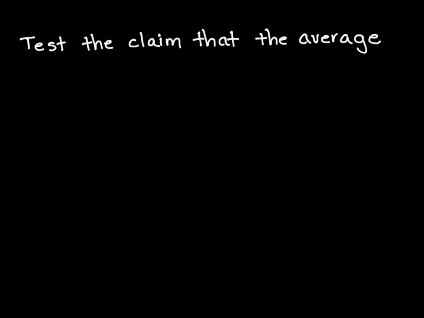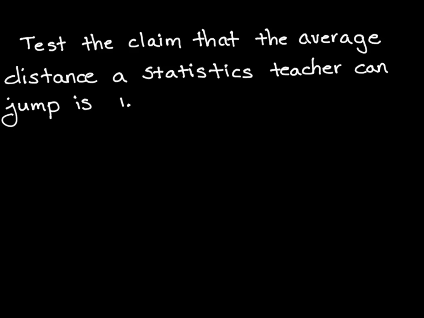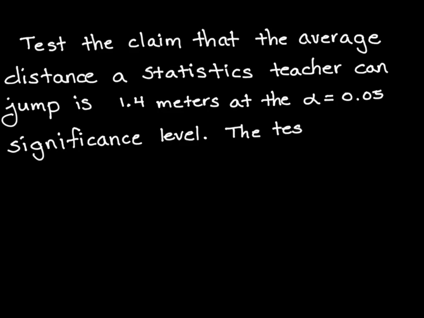So let's suppose I want to test the claim that the average distance a statistics teacher can jump is 1.4 meters at the alpha equals 0.05 significance level. And suppose that we've actually calculated already that the test statistic is z equals 2.33. So what does that mean in our problem? Right now I'm not going to talk about how I calculate the test statistic. I'm going to assume that it's already calculated and we're going to see what it means in terms of the problem. Then we'll talk about how to calculate it.